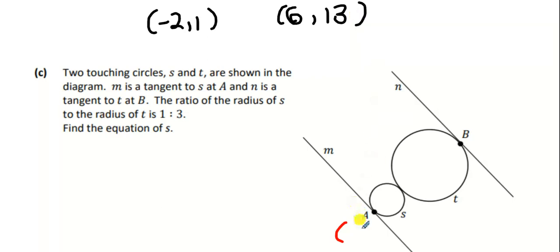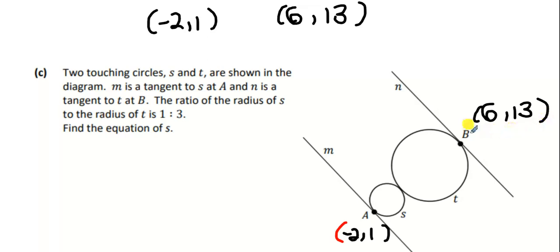Two touching circles, one of them has A and the other one has B on it. The ratio of the radius of S to the radius of T is 1:3. Find the equation of S. So we're looking for the equation of the smaller one.